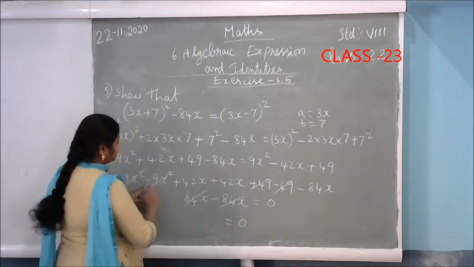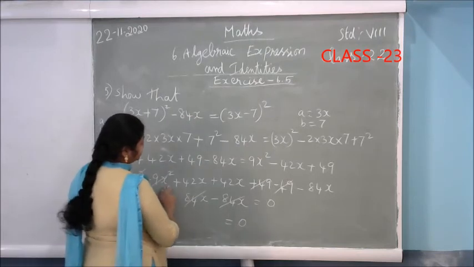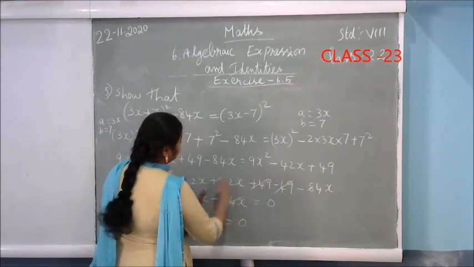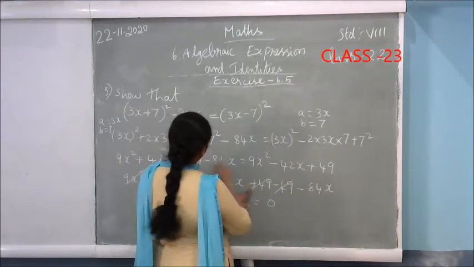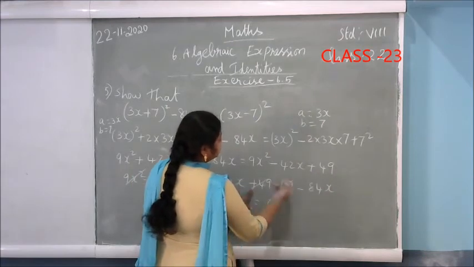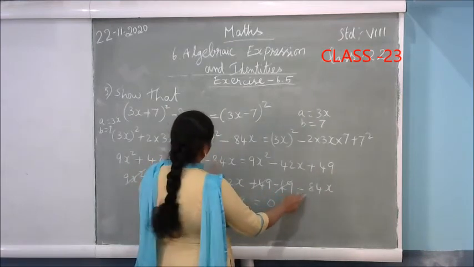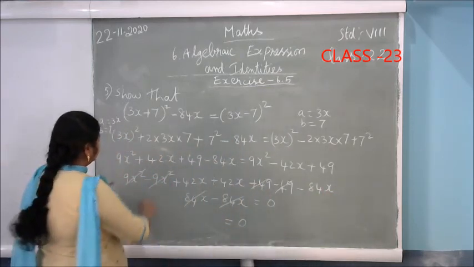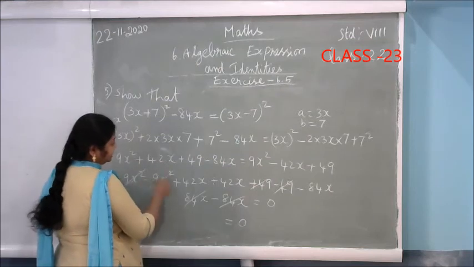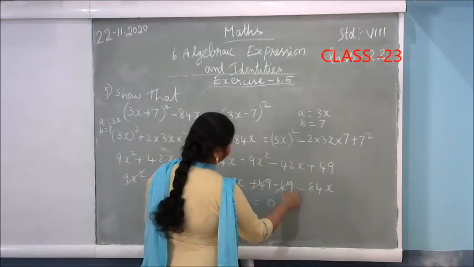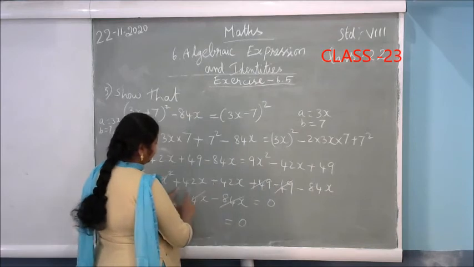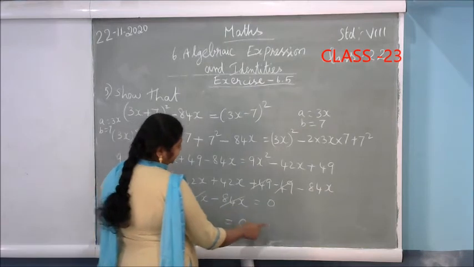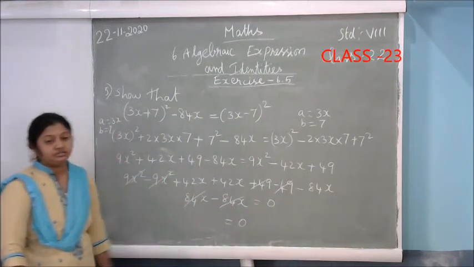So minus 9x square will come, plus 42 I wrote, and this 42 will come this side, it will become plus 42x, and this 49 will come this side, it will become minus 49. And next this term I wrote here. Afterwards 9x square minus 9x square get cancelled, 49 minus 49 will get cancelled, and if you simplify this you will get 84x. Already minus 84x is there, so that also will get cancelled. So at last what answer did we get? 0.